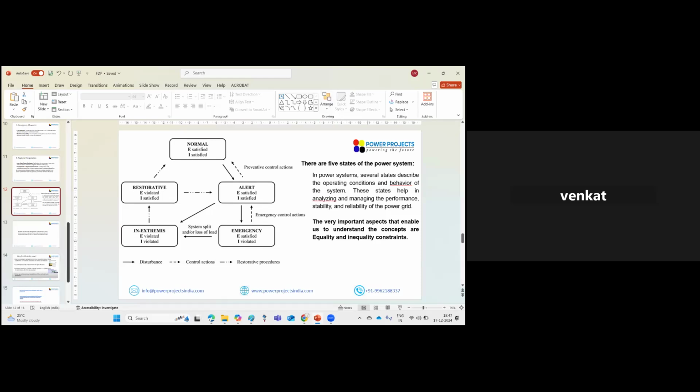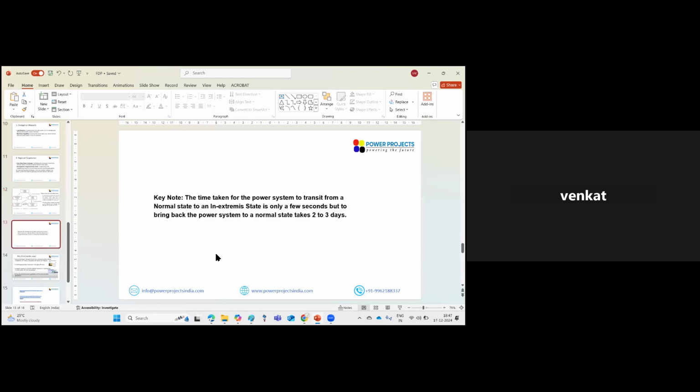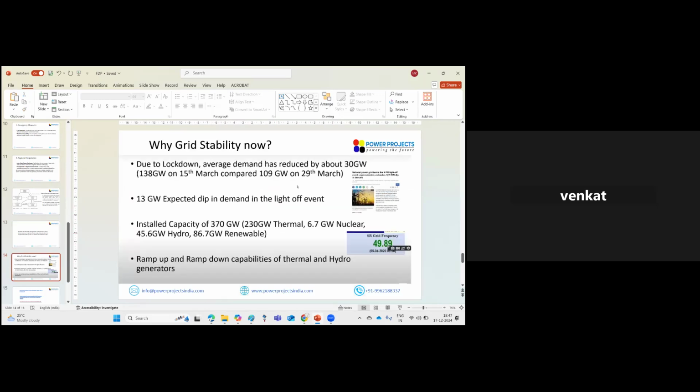No problem. Okay. So that is the difference between alert and normal. That n-1 contingency is not met. At that time we can say it is in an alert mode. So the key note is the time taken for the power system to transit from normal state to an extreme state is only a few seconds, but to bring the power system back to its normal state takes 2 to 3 days. Okay. So now we'll come to our main part.